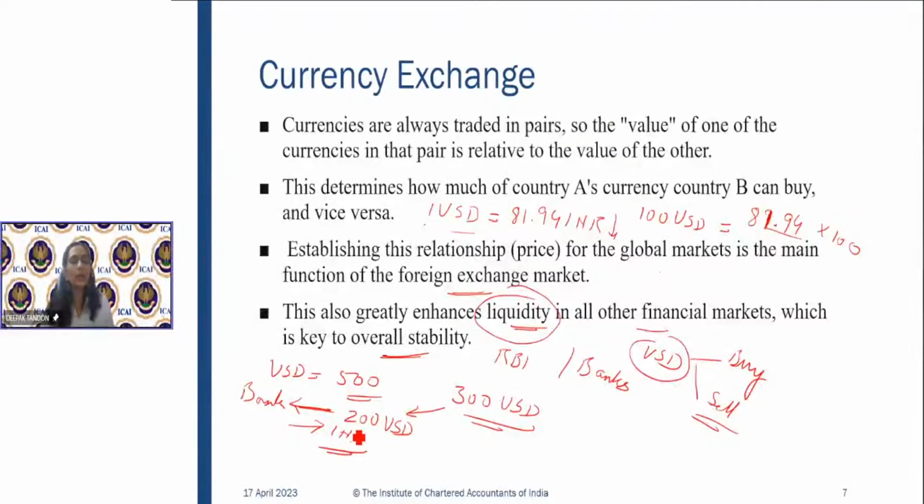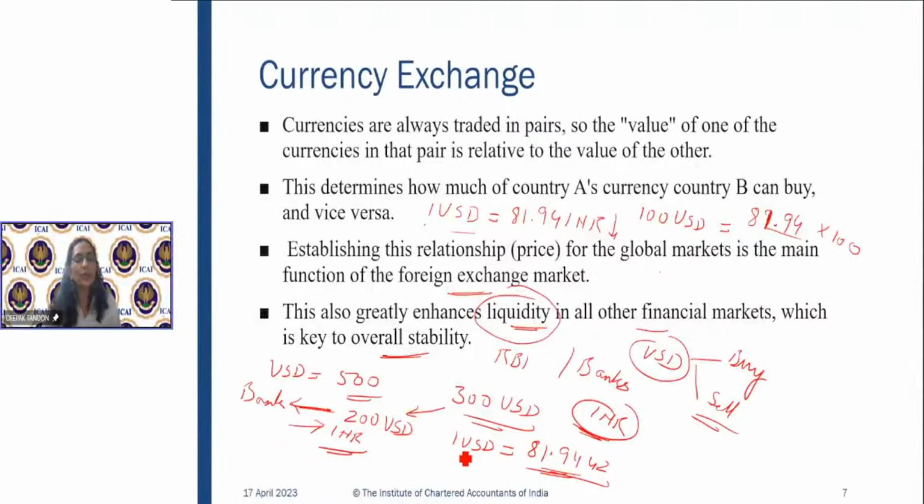The bank will say, okay, fine, today the rate is 1 USD is equal to 81.94. And the bank will fix 2 more digits after this. Okay, let's say 42. The bank will say the rate is 81.9442. And you will get at this rate. So 81.944 into 200 USD. That's the quantum of INR you will be getting from the bank.